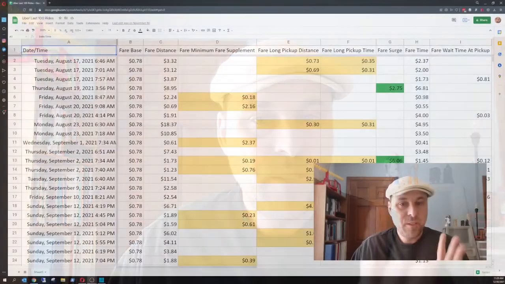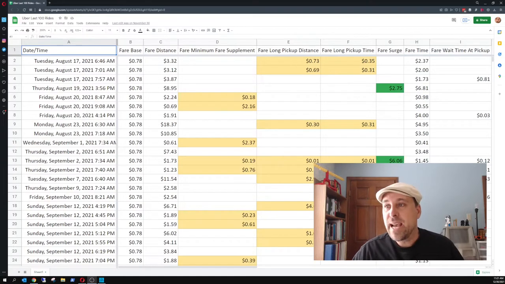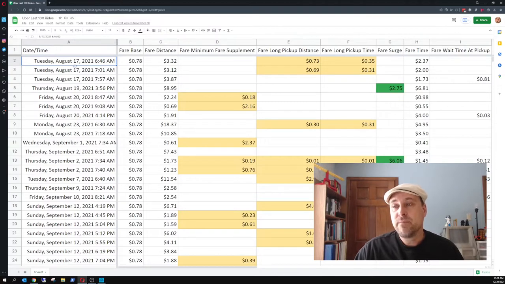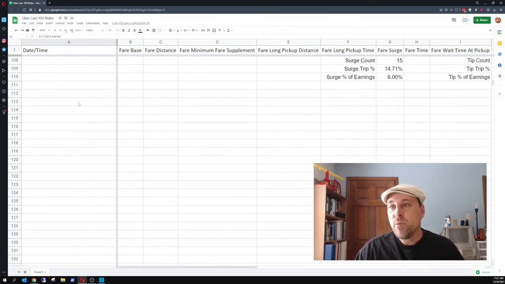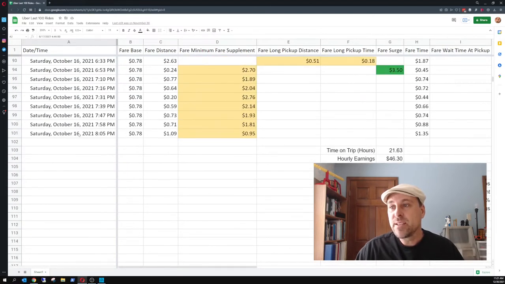I'm going to switch to there. You should be able to see these stats. So as you can see here, the first day I started taking information on was August 17th. And if we come way down here, you can see August 16th on a Saturday was the last trip that I took.